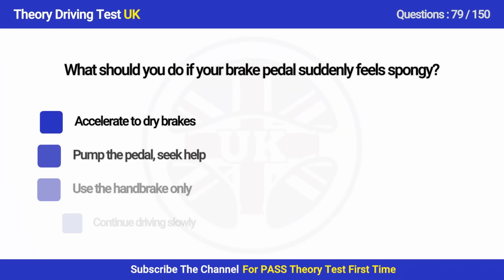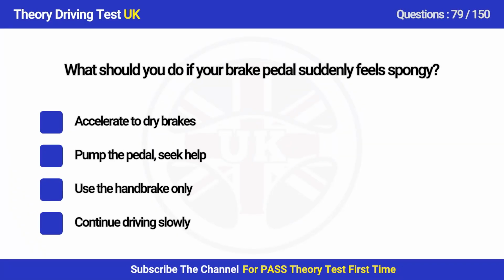Question 79. What should you do if your brake pedal suddenly feels spongy? A. Accelerate to dry brakes. B. Pump the pedal, seek help. C. Use the handbrake only. D. Continue driving slowly.